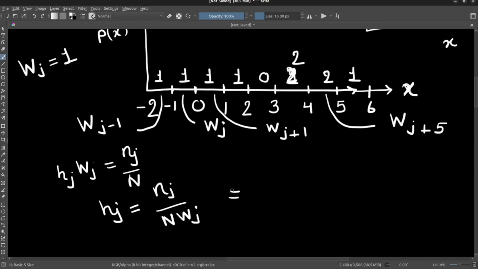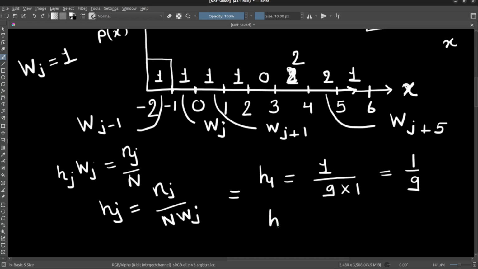Okay. Now if I solve for h1, what will be h1? h1 will be 1 point lying from -2 to -1, and how many total points are there? 3, 4, 5, 6, 7, 8, 9. So 1 by 9 multiplied with the window width, that is 1 by 9. So what will be the height here? It will be 1 by 9.